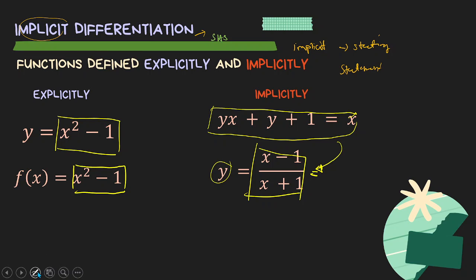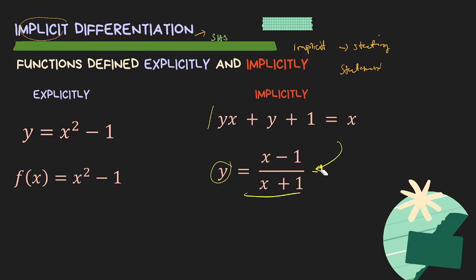Now, in differentiation, normally we do the explicit differentiation. Meaning to say, we directly find the dy/dx of this one. However, in implicit differentiation, the case is different because you are going to differentiate both sides. If you are familiar with logarithmic differentiation, what do we do there? We differentiate x, and we differentiate the other side as well. So logarithmic differentiation is a type of implicit differentiation. Okay? Any question?